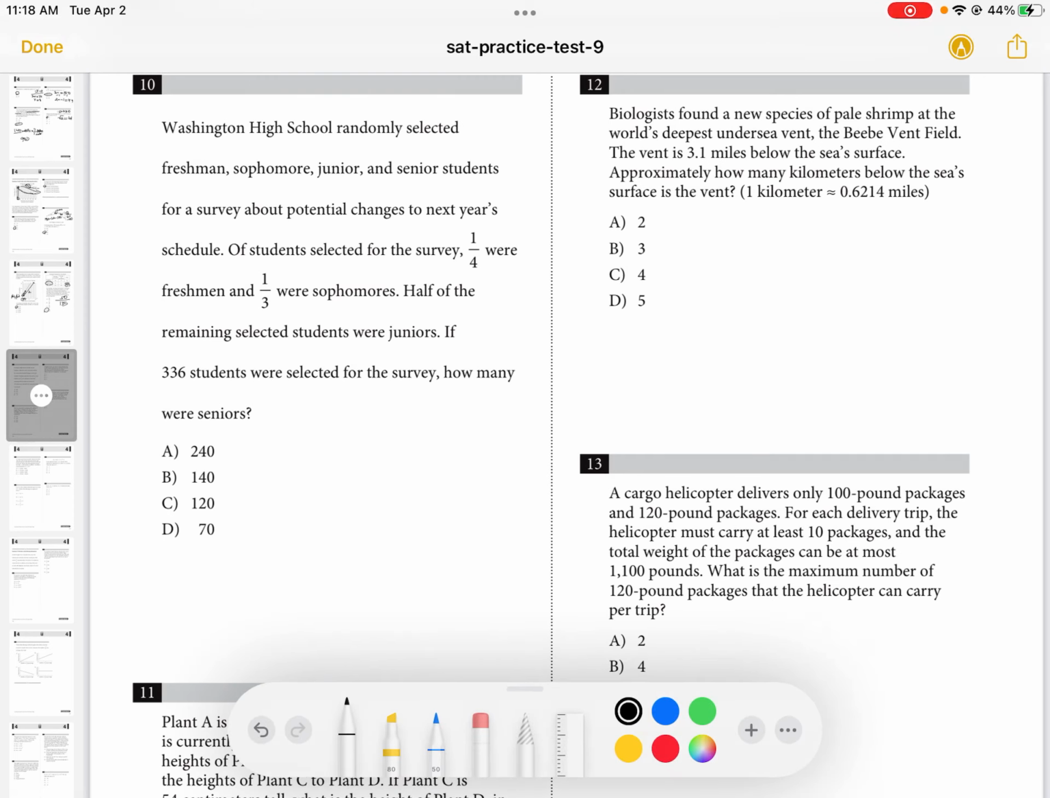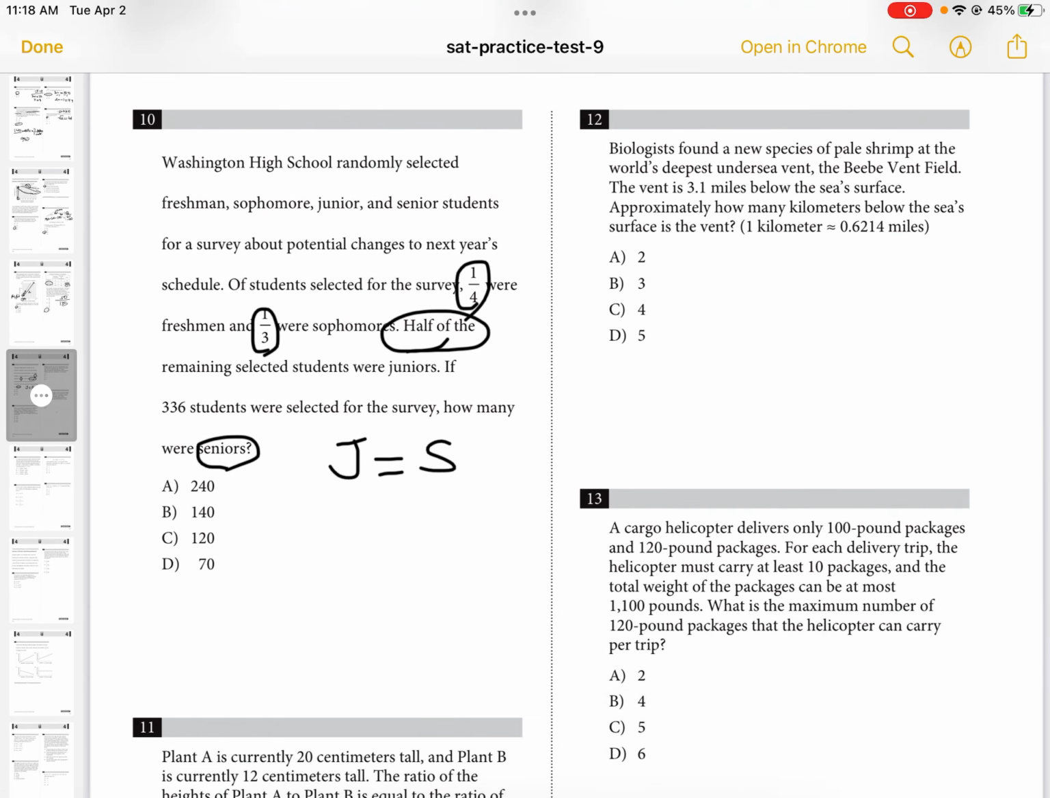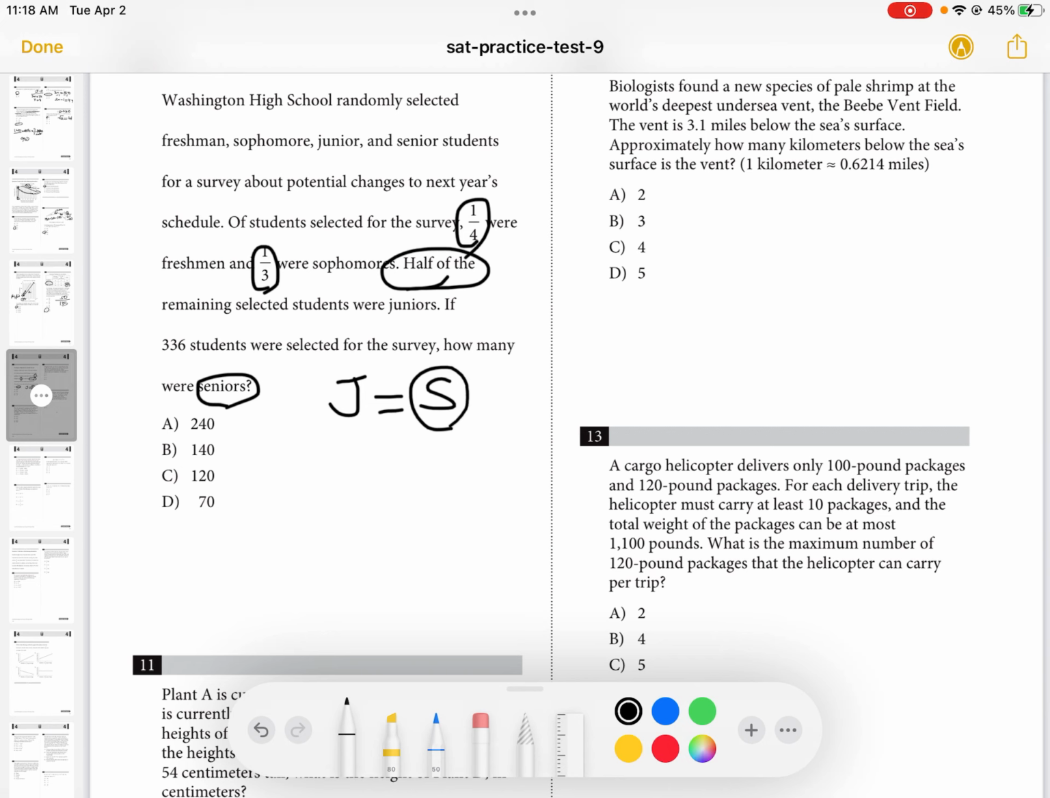Okay. So we want to find out what fraction were seniors. So we know that a quarter were freshmen and a third were sophomores. And we know that half of the remaining selected students were juniors. So that means the other half of the remaining selected students must be seniors. So we know the amount of juniors and seniors are the same. So if we find the amount of juniors as a fraction of the whole, we can find the fraction of seniors there are.